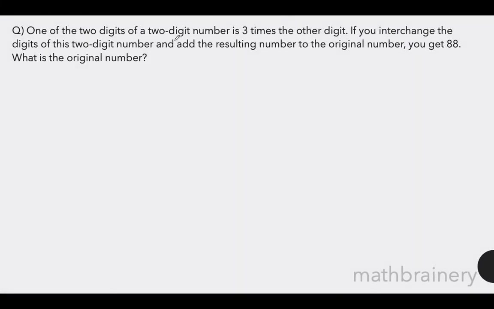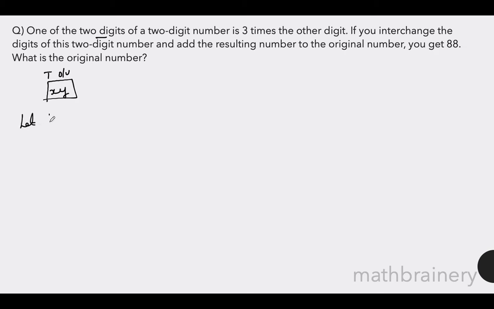One of the two digits of a two-digit number is 3 times the other digit. If you interchange the digits of this two-digit number and add the resulting number to the original number, you get 88. What is the original number? So again, we need to consider a two-digit number. Okay, if suppose I have a two-digit number xy with x in the tens place, y in the ones place or units place. How do you always assume a two-digit number? We must always assume it in its expanded form.